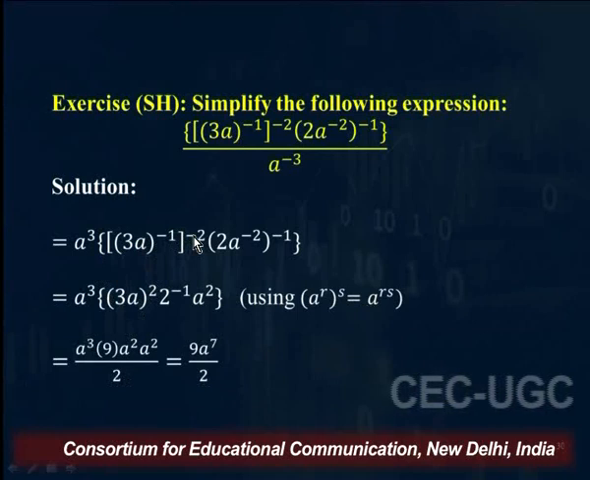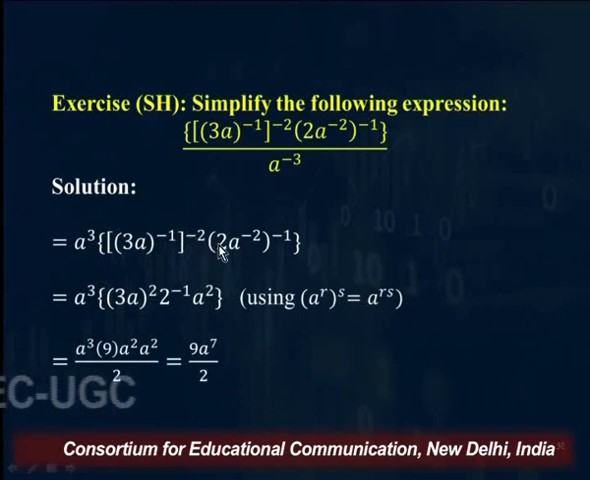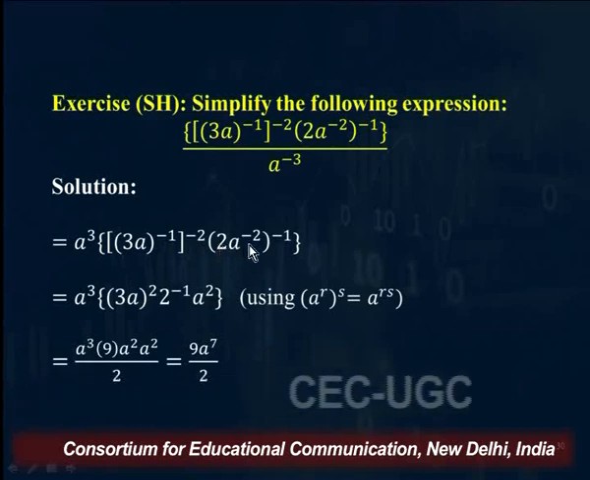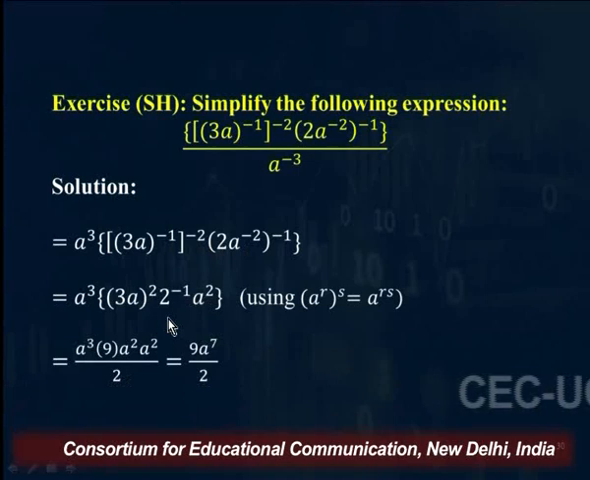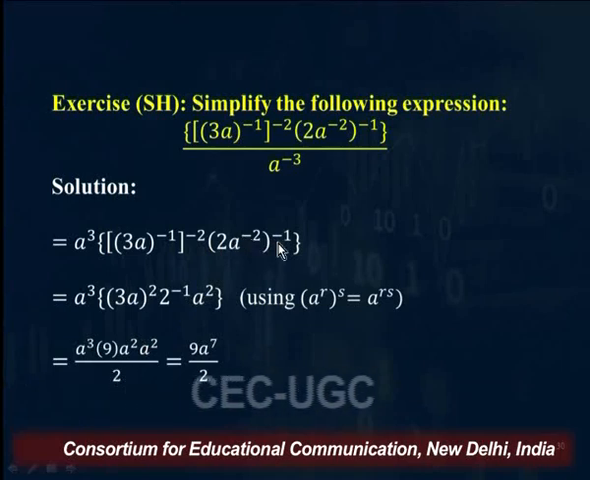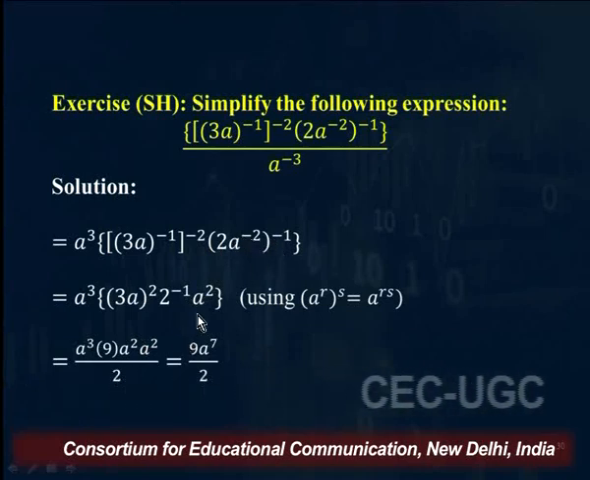Because minus 1 will get multiplied with minus 2. Similarly, we have that 2 times a to the power minus 2 will become 2 to the power minus 1, because you have a minus 1 outside the brackets here. So 2 to the power minus 1, and a to the power minus 2 to the power minus 1 is nothing but a squared. Now let's simplify this.